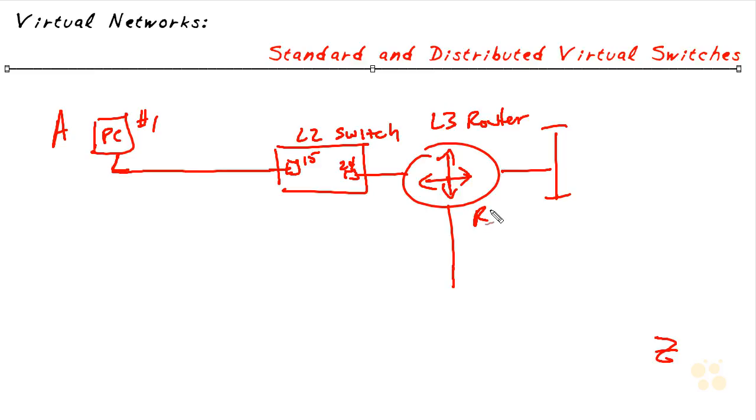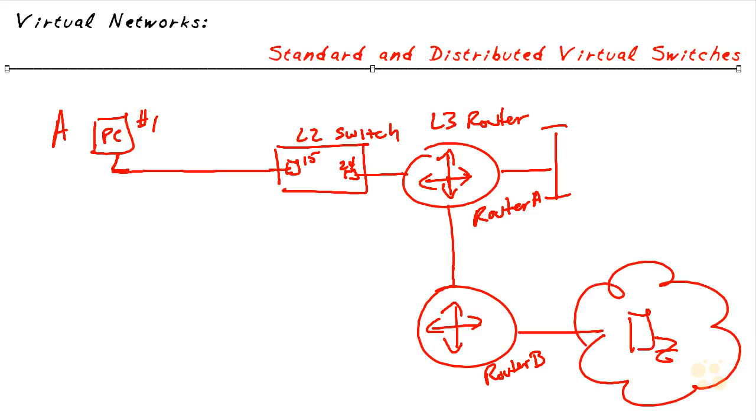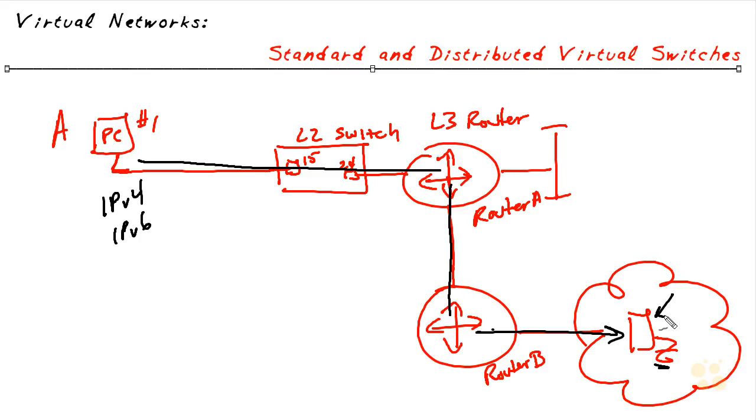So maybe this router is router A, and it's connected to router B, and router B is connected to the final destination of where we want to go. Maybe there's a server over here. And by leveraging this infrastructure and using protocols that these switches and routers understand, such as IP version 4 or IP version 6, data can be sent from a PC, be forwarded through the switch to the router, and the router can forward it down to the correct next hop router, and the router can continue to forward that packet until it reaches the final destination Z, who then gets that data and says, wow, I got data from PC1.